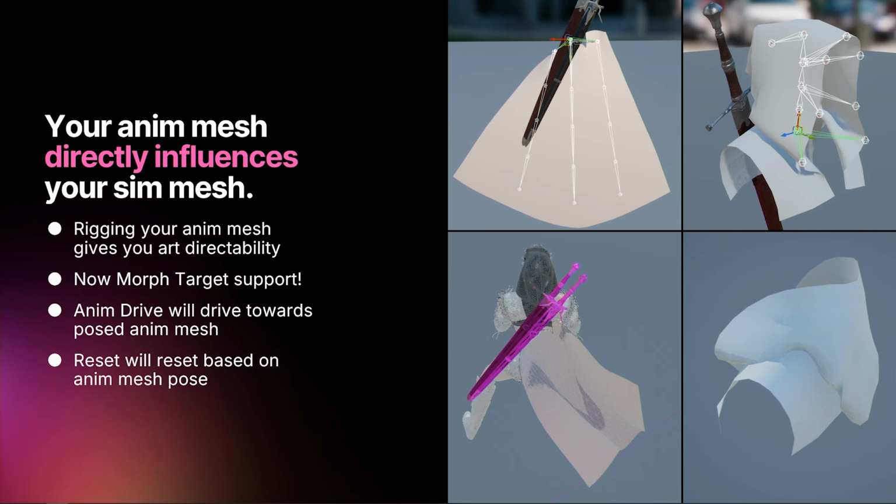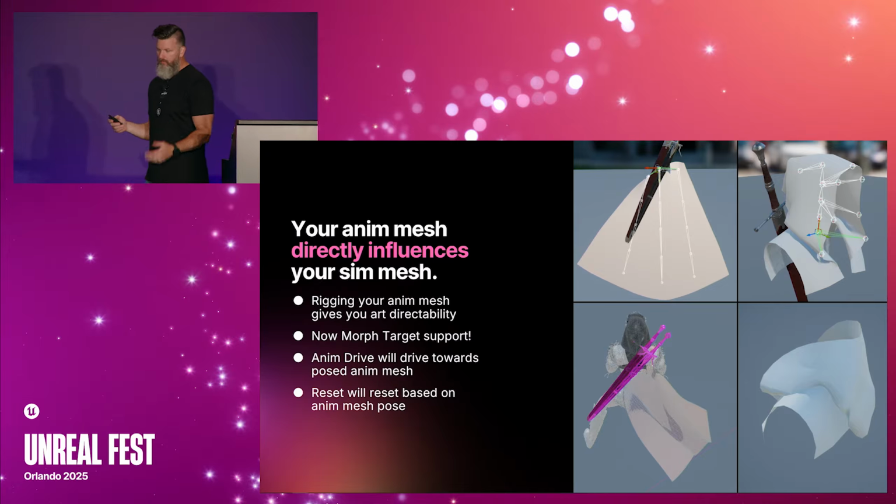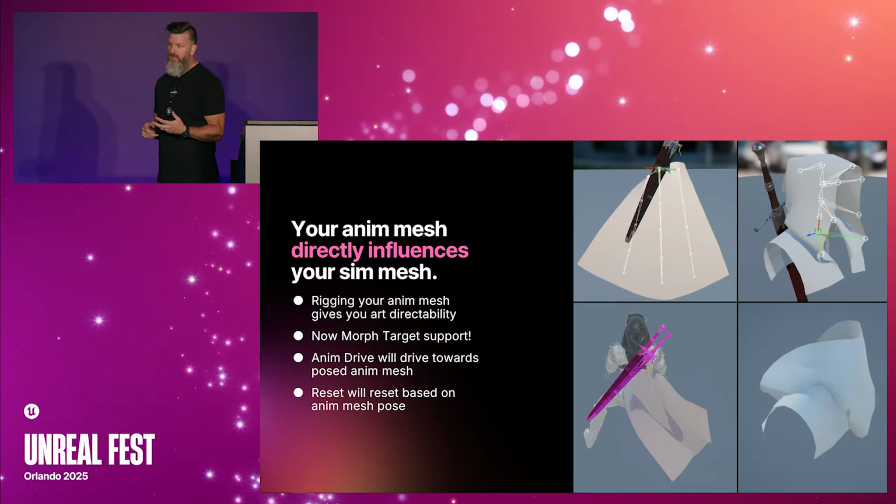So you can influence the sim mesh by rigging and posing the anim mesh, basically giving you art directability. You can see here the pretty basic rig set up in the anim mesh, and you could go as crazy as you wanted, but you don't have to have it. Again, that gives you the ability to art direct and guide the simulation a bit more.